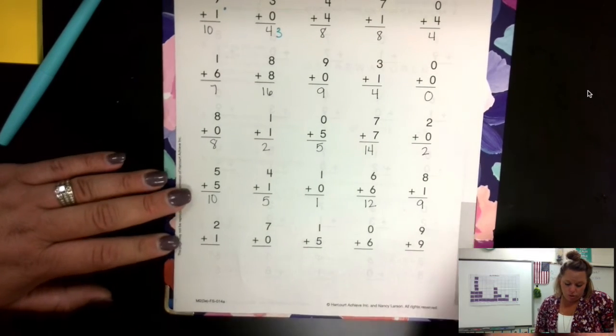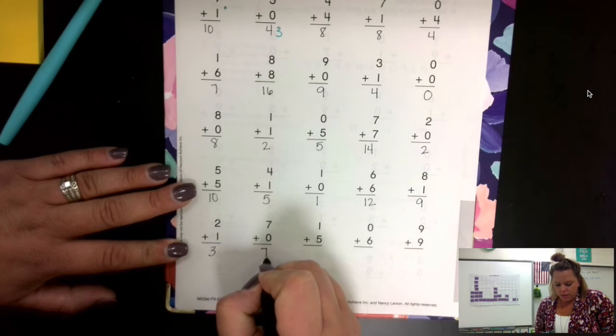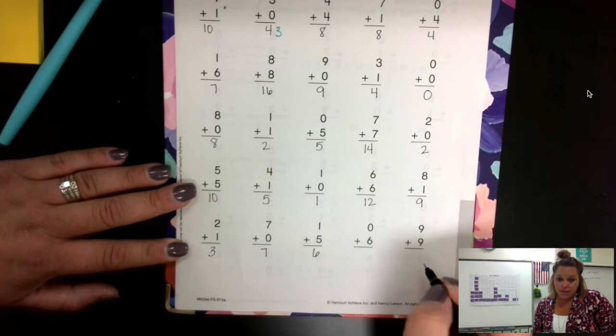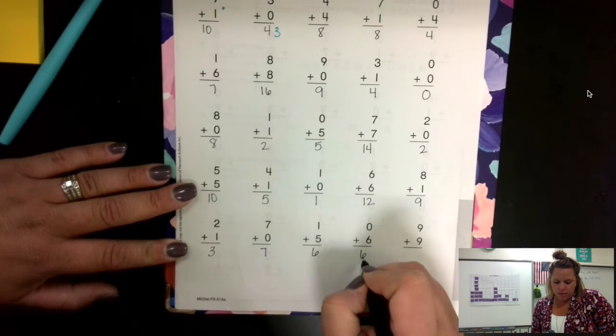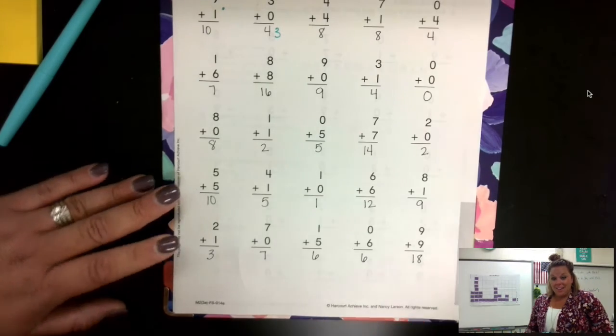We're in our last row. 2 plus 1 equals 3. 7 plus 0 equals 7. 1 plus 5 equals 6. 0 plus 6 equals 6. And 9 plus 9 equals 18.